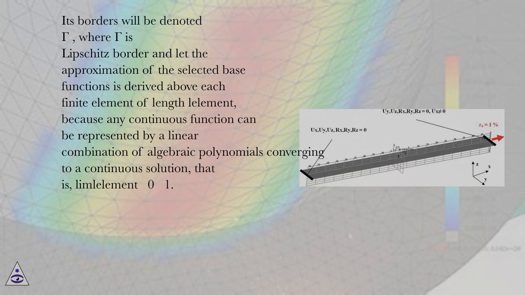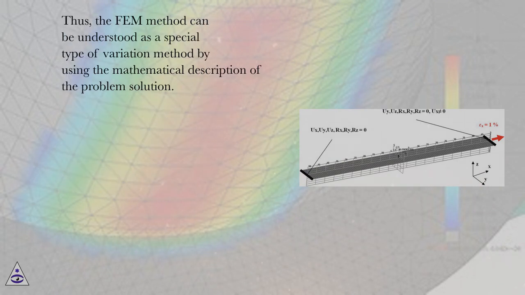is derived over each finite element of length h, because any continuous function can be represented by a linear combination of algebraic polynomials converging to a continuous solution, that is, the limit as h goes to 0. Thus, the FEM method can be understood as a special type of variational method by using the mathematical description of the problem solution.